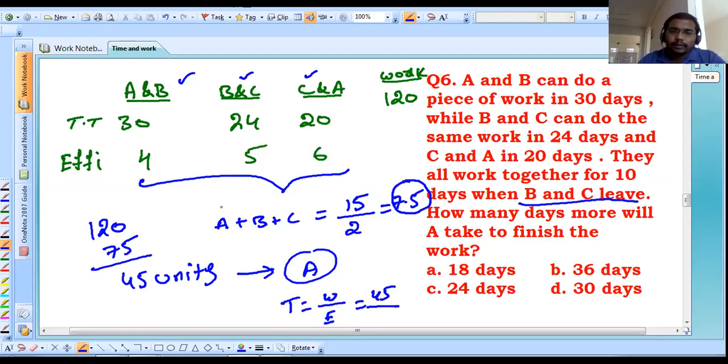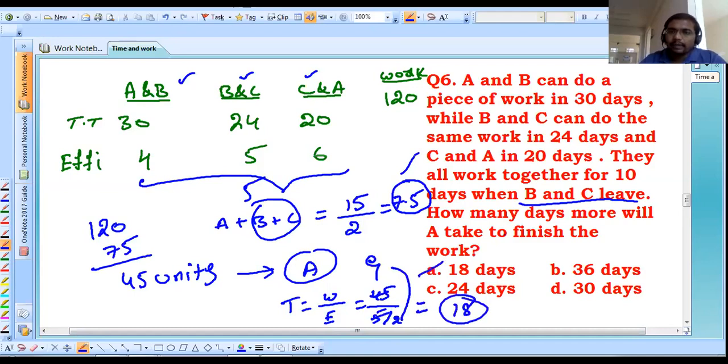What is the value of A's efficiency? Already you know ABC's efficiency is 7.5. B and C's efficiency is 5. Then A's efficiency is 2.5. 2.5 means 5 by 2. You have to do 5 divided by 2. 45 divided by 2.5 is 9 into 2, which is equal to 18. So the number of days A will take for the remaining work is 18 days.